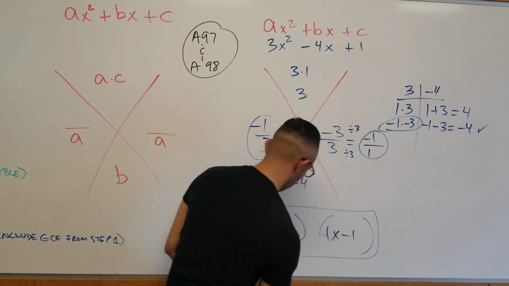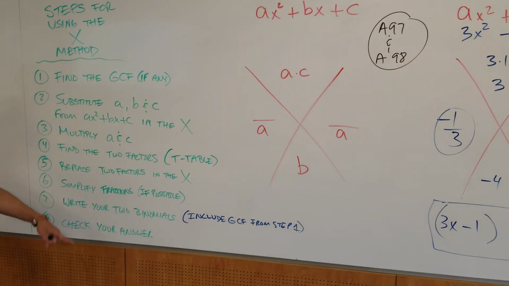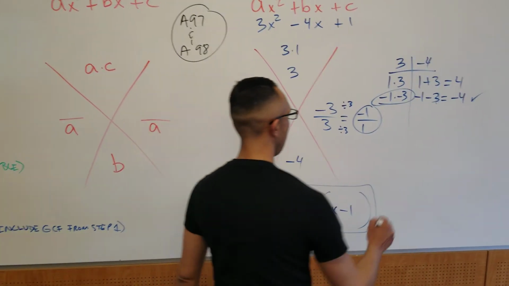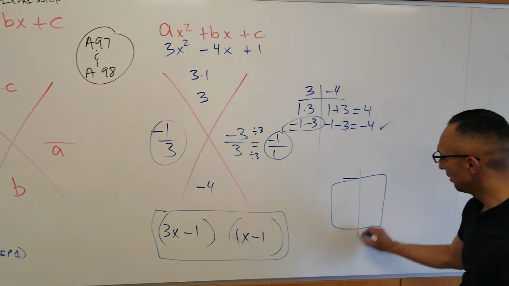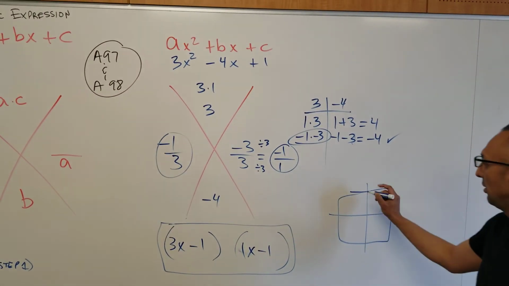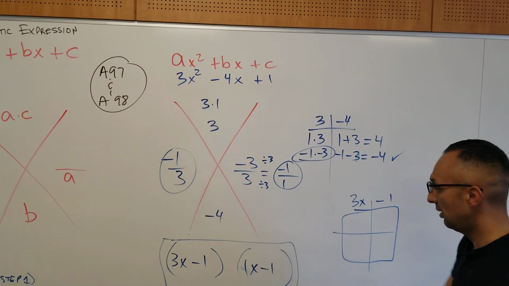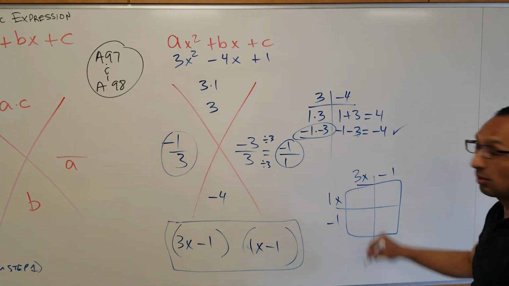Now, this is our answer, but remember, Step 8 is telling us to check our answer because we want to make sure we have the right answer. So how do we check it? We can use the box method, okay? We did this earlier. We're going to go ahead and set it up. 3x and negative 1 go here. 1x and negative 1 goes here. And let's do our multiplication.